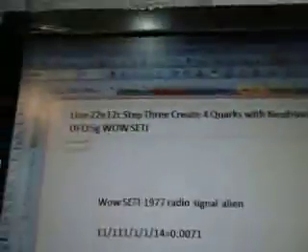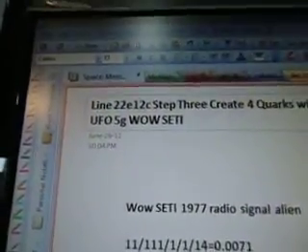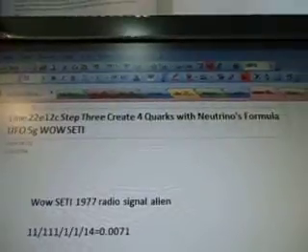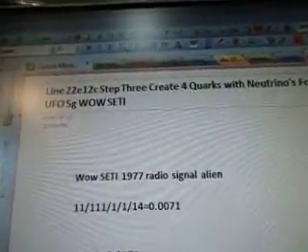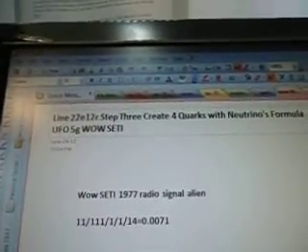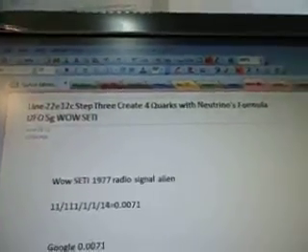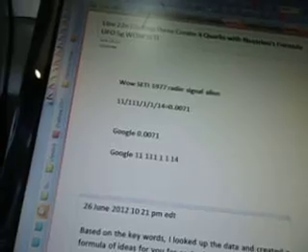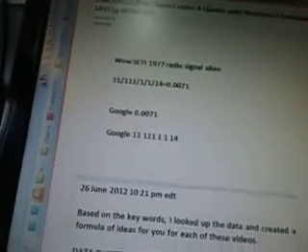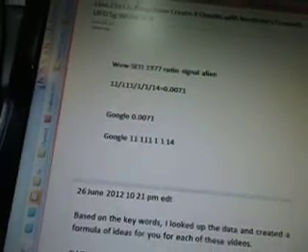Part 256, line 22E12C, step 3. Create 4 quarks with neutrinos formula UFO 5G Wow Seti. This is a series of 5 videos altogether. So you want to start with line 22E11. That's where we start with the data for this particular section. If you want to do the whole section of line 22, start with 22A.